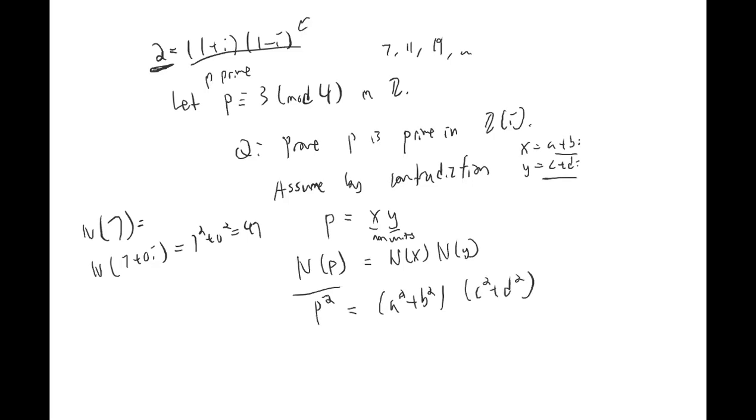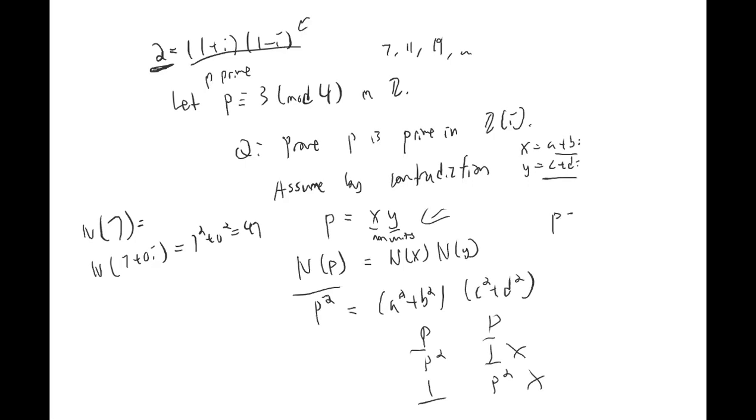So you have two choices, right? You have p times p, or p squared times 1. Same exact argument as last time. But these are non-units because we're assuming by contradiction it's not prime, so it can't be this, it can't be this, because units, as I said in the beginning, have norm 1. So it must be this.